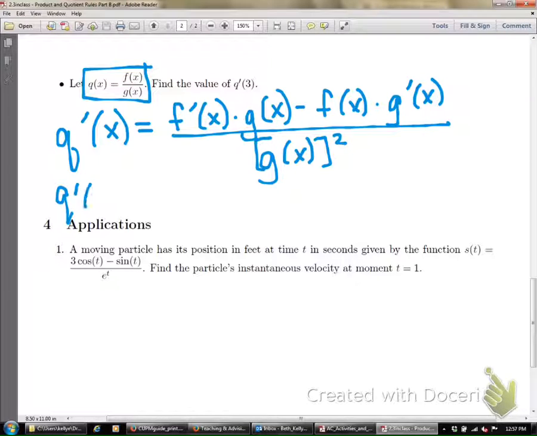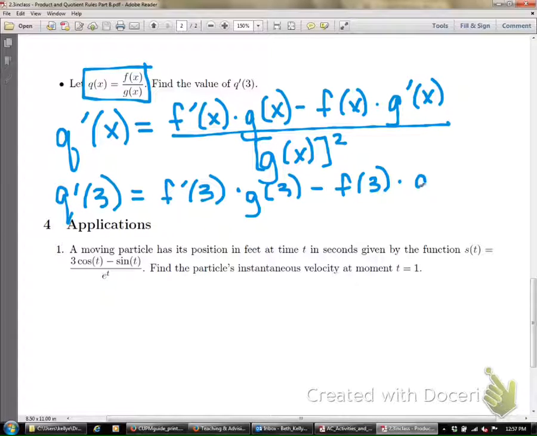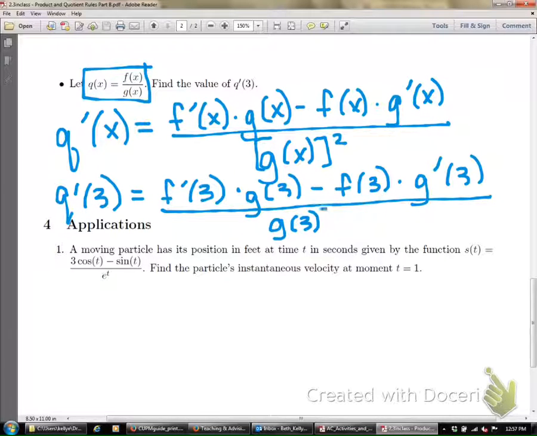So q prime of 3 is going to be f prime of 3 times g of 3 minus f of 3 times g prime of 3 all over g of 3 squared.